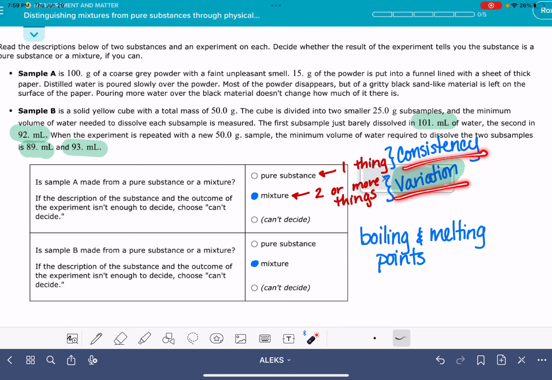So if you have a situation where it says it starts boiling at 63 degrees and it continues boiling until it gets to 77 degrees, that is variation. That is an indication of a mixture. Whereas if it says it starts boiling at 63 degrees and then it all boils away, and when it's done boiling, the temperature goes up, that is consistency. That is the substance staying at one temperature throughout the entire boiling process, which would mean that it is a pure substance.